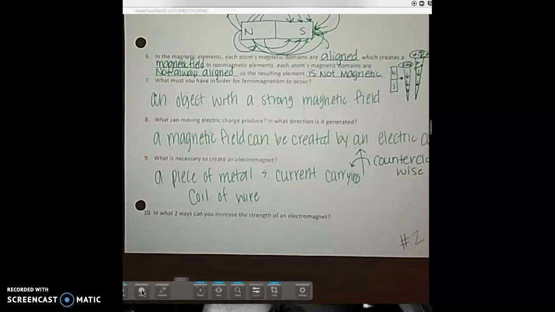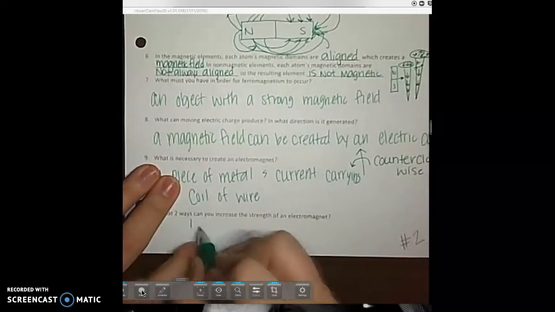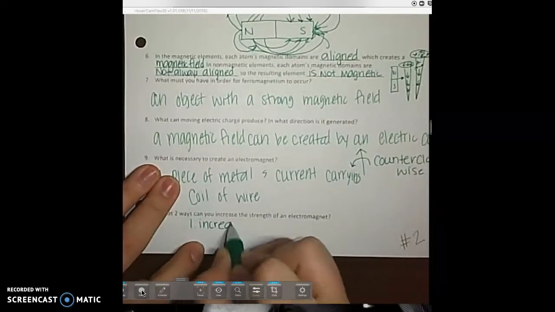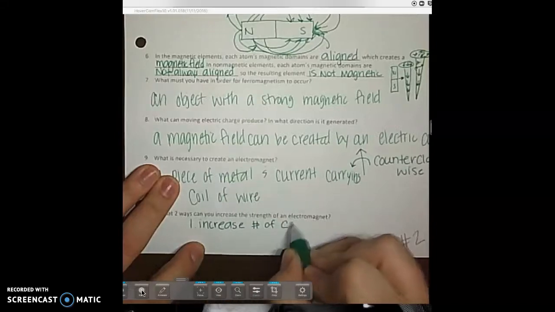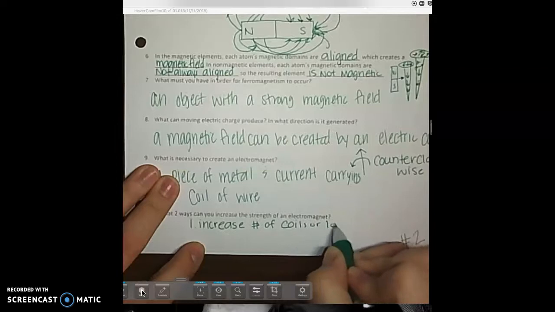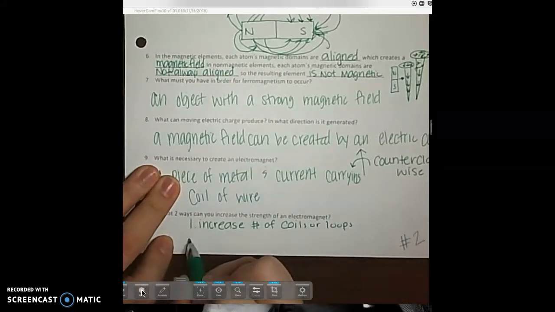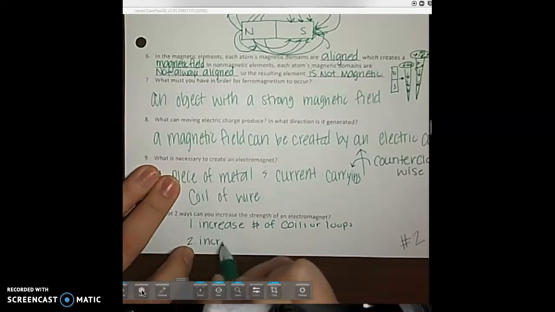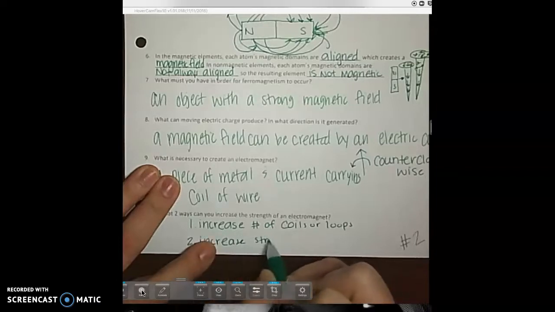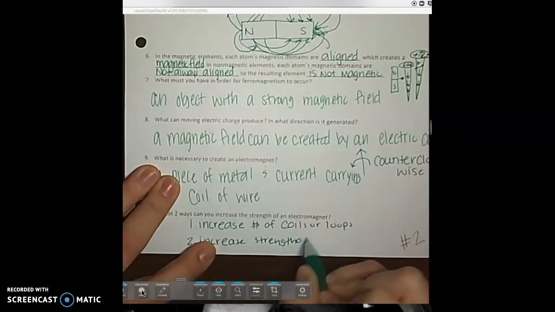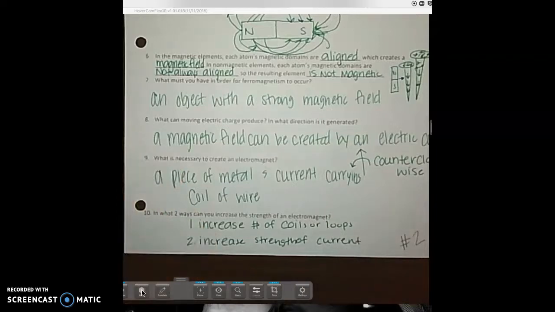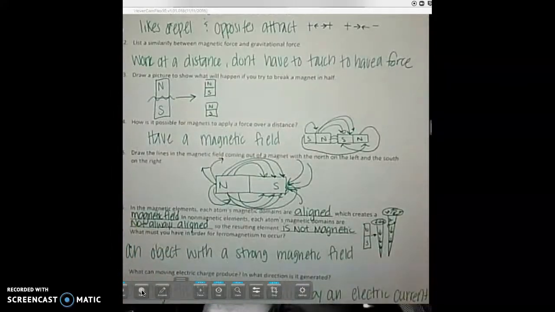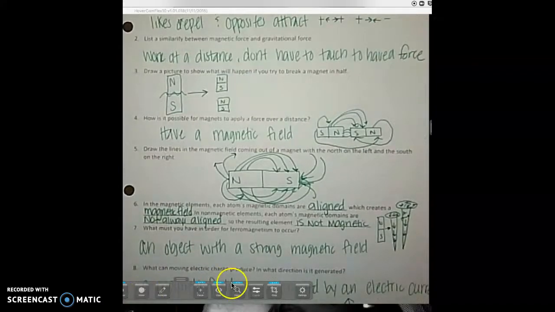On number 10, it says, in what 2 ways can you increase the strength of an electromagnet? Well, we just learned that in our notes. One way is to increase the number of coils or loops, and the second one is to increase the strength of the current. All right, so that is going to be your magnetism page. You need to correct yours if you've not already done so.